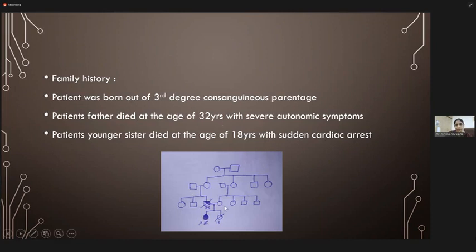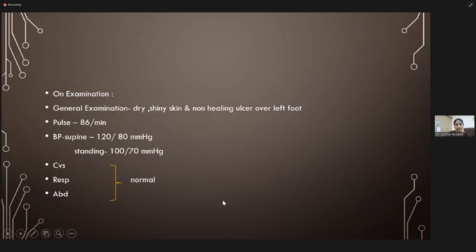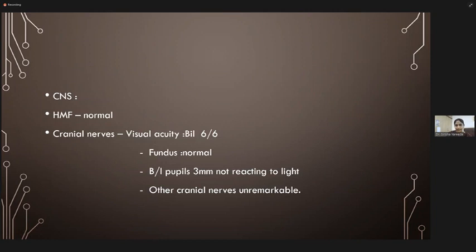There was history of consanguinity in the parents, and the father died at 32 years of age, and there were severe autonomic symptoms. Even the sister had died at 18 years with a sudden cardiac arrest. So there was some family history, and she had autonomic symptoms. On examination, she had a non-healing ulcer over the left foot. The pulse was 86 per minute. The blood pressure in the supine was 120 and standing was 100/70.